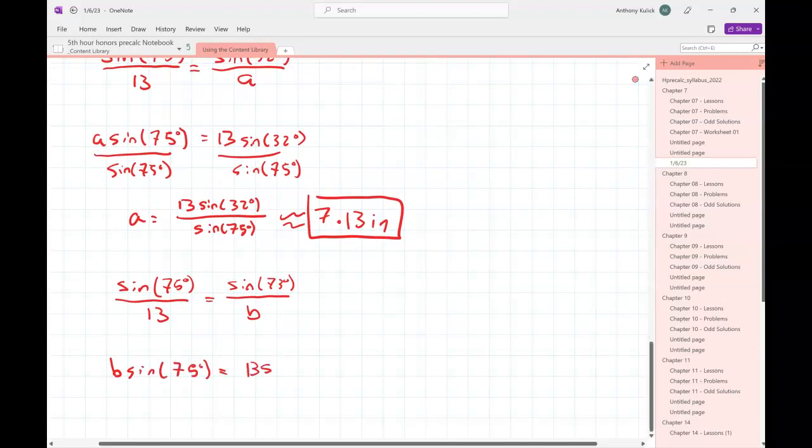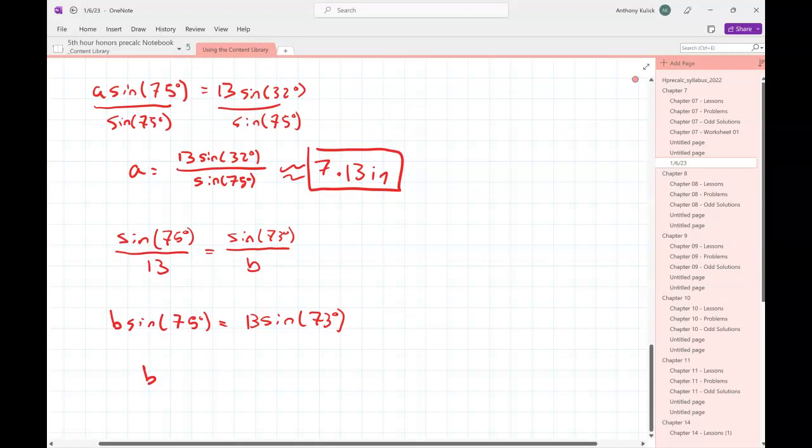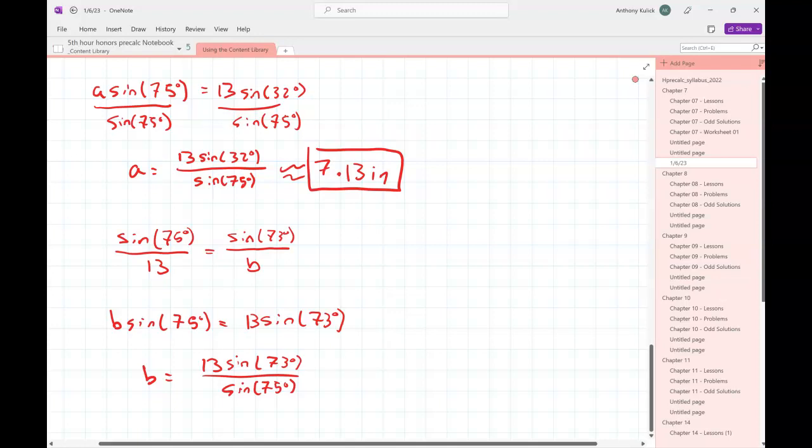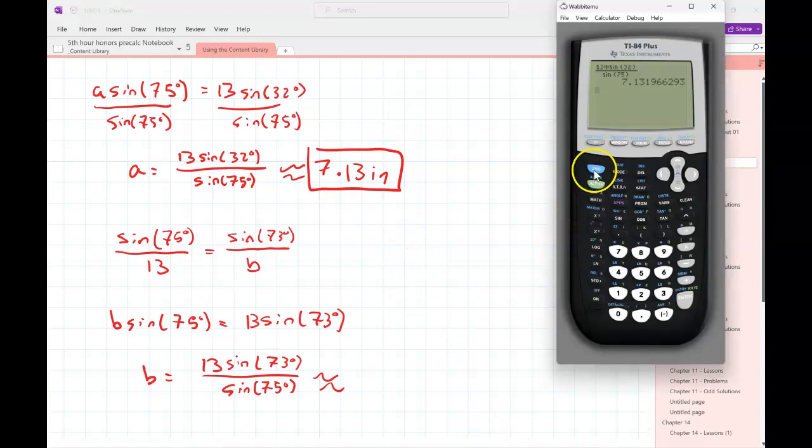So I'll go ahead and I'll do my cross multiplication. And then I'll divide by sine 75. And I'm not going to show the step this time. I'm just going to say it aloud verbally because, well, it should be pretty clear as to what I did there. And then it's calculator time. So I get 1287 there.